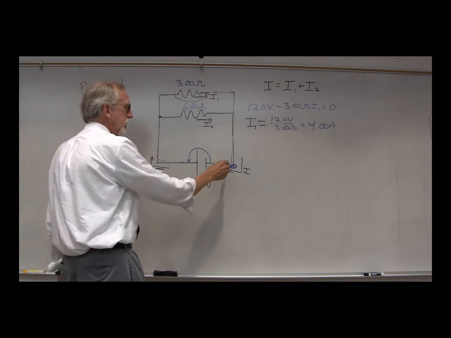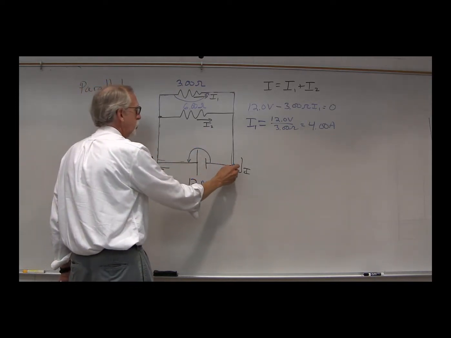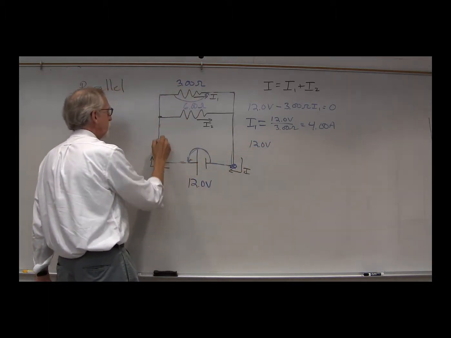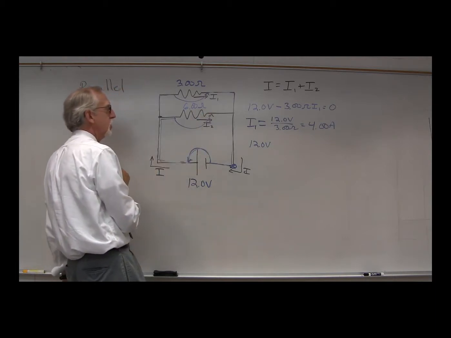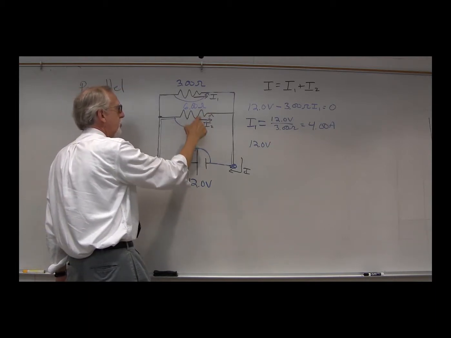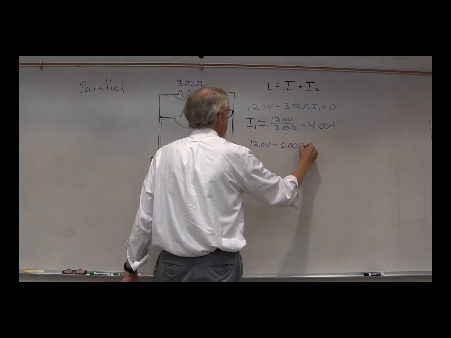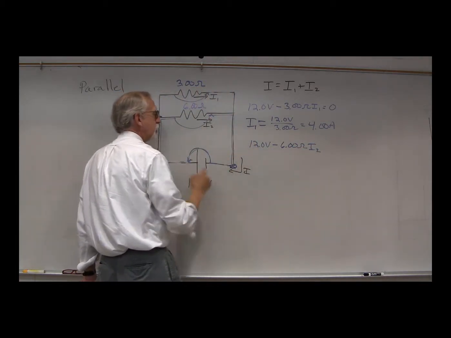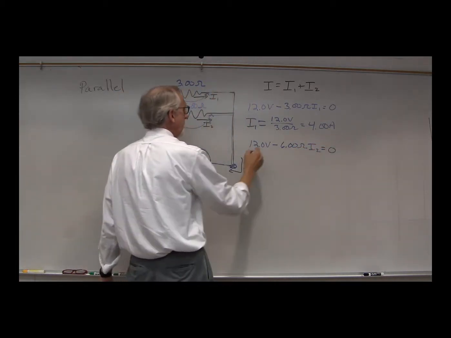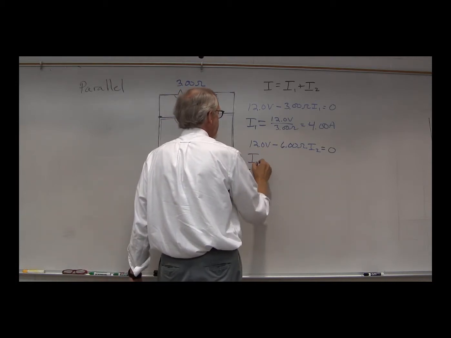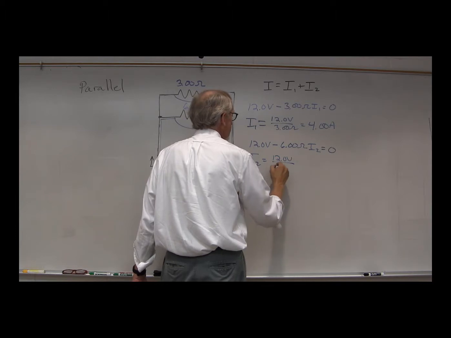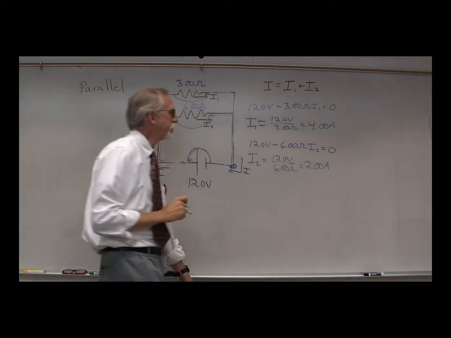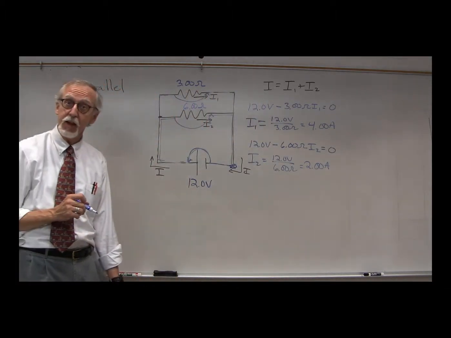What about I2? Well, let's use the loop rule, go around the lower loop. So we'll start here. Again, jump across the battery, 12 volts. Come up here, jump across the 6 ohm resistor, minus R2 I2, so minus 6 ohms times I2. And that brings us back to where we started, equals 0. So bring that over there, divide by 6 ohms, and we have I2 equals 12 volts over 6 ohms equals 2 amps. So I1 is 4 amps, I2 is 2 amps, so they are different.